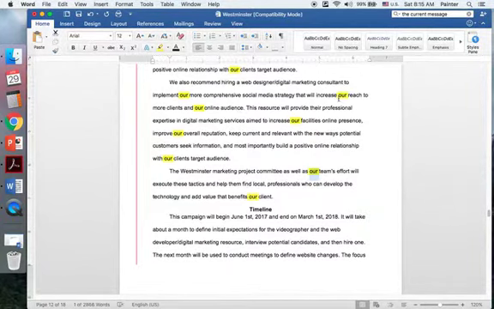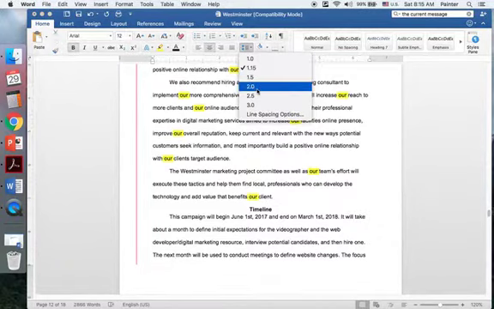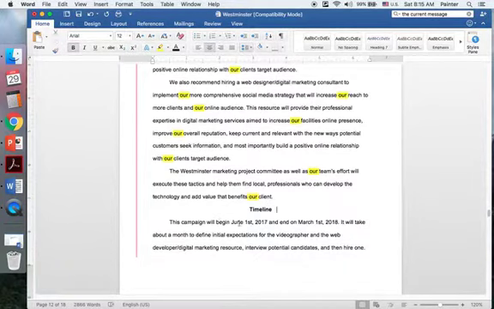My goodness. It's just overwhelming almost. This should be double spaced. Never use ST. This campaign will begin June 1, 2017 and will end on March 1, 2018. What is it? Which is the campaign, will take about a month to define initial expectations.